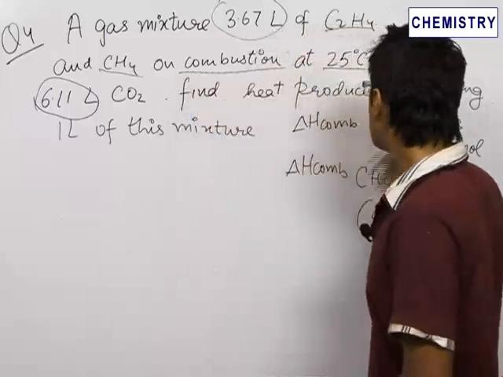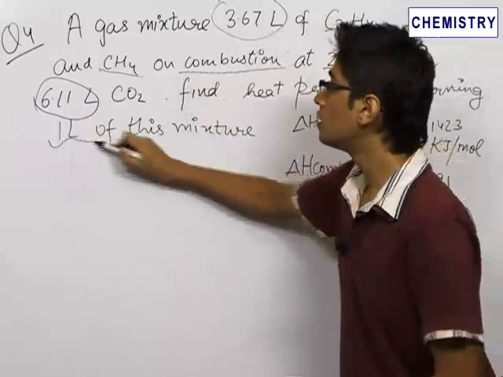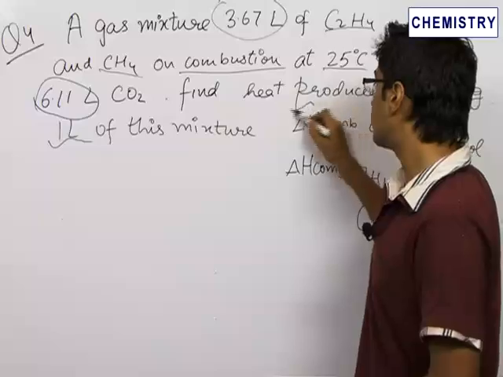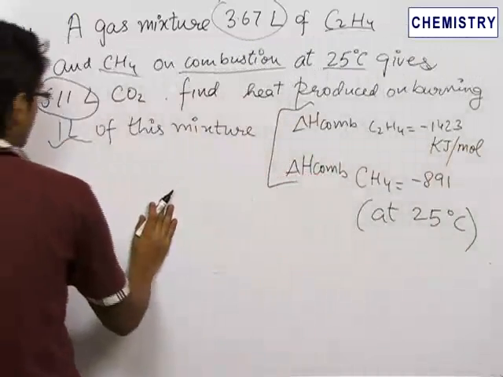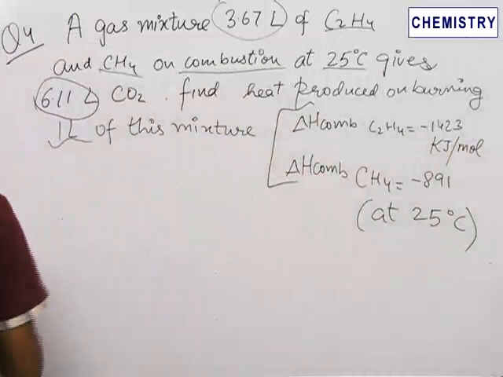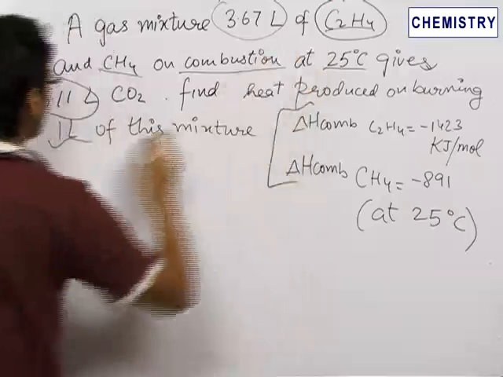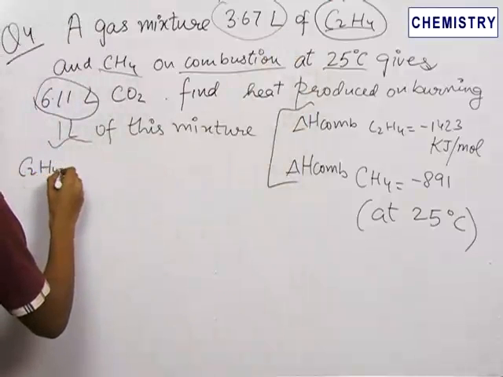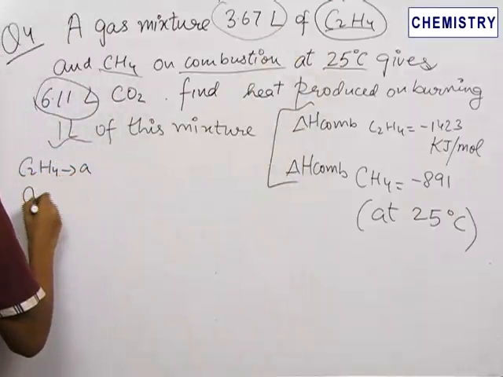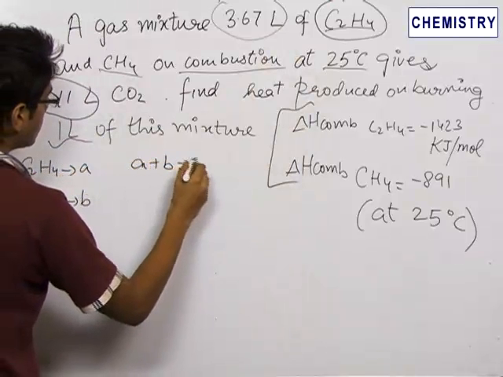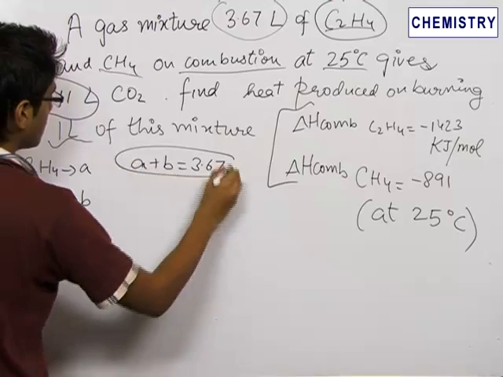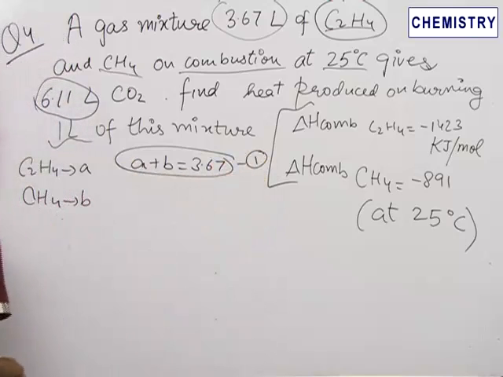We want to find the heat produced on burning 1 liter of this mixture, given the heat of combustions of C2H4 and CH4 at 25 degrees centigrade. So let us assume the volume of C2H4 to be A liters and CH4 is B liters. Hence A plus B is equal to 3.67. This is the first equation.